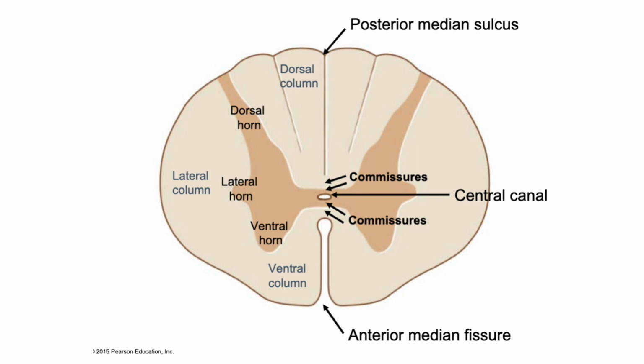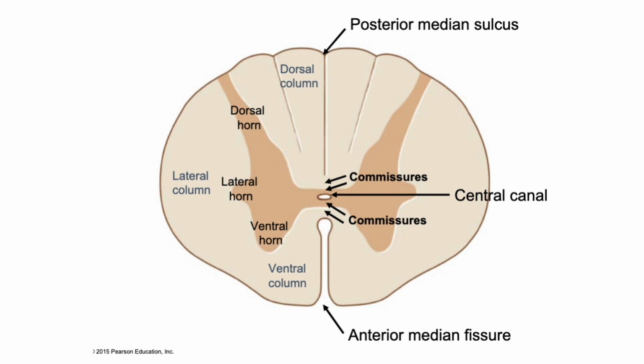Next, we're going to talk about the spinal cord a little bit more zoomed in. This is actually a cut through the spinal cord, and you can see there's some different structures labeled here, so we're going to go through them. First, we have our posterior median sulcus and anterior median fissure. These are just anatomical landmarks that we use when we talk about the spinal cord.